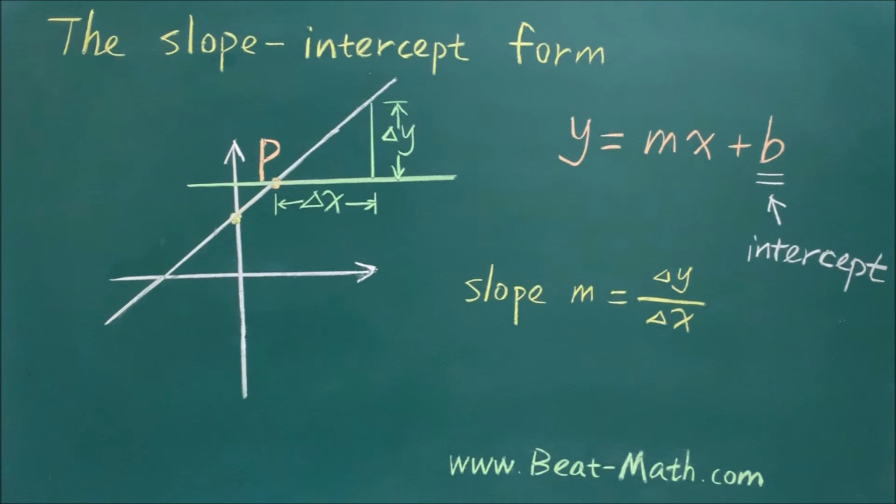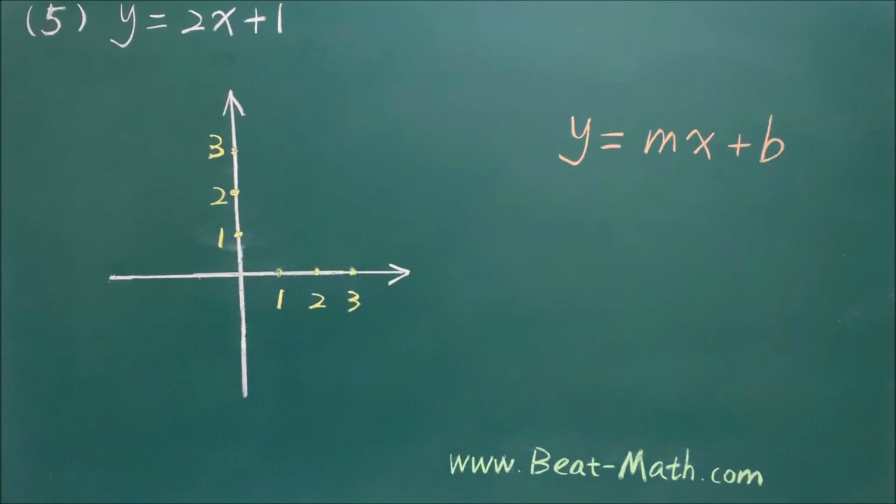Okay, let's graph this linear equation. y equals 2x plus 1. The y-intercept is 1 and the slope is 2. As we just mentioned, we need a point and the slope to graph the line. We would like to choose the intersection of the line and the y-axis as our point. We already know the intercept of the line is 1, so the coordinates of this point are (0, 1).